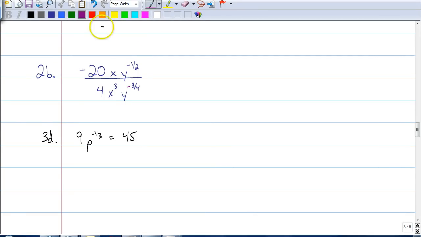So what we need to do here is move this y to the 1/2 into the denominator to make it positive. And this y to the negative 3/4, that's going to move to the numerator to make it positive. So if I rewrite that, it's negative 20x y to the 3/4 over 4x cubed y to the 1/2.